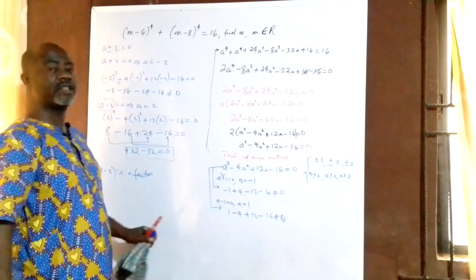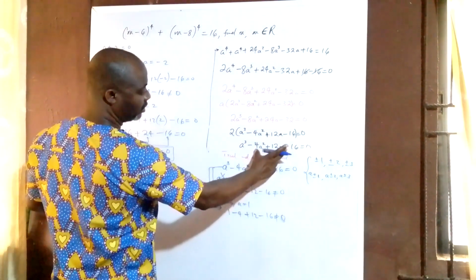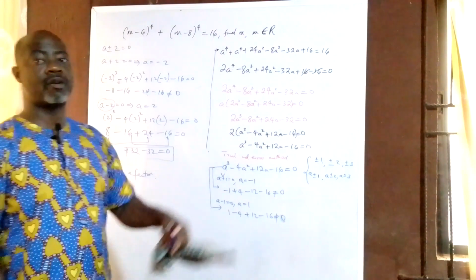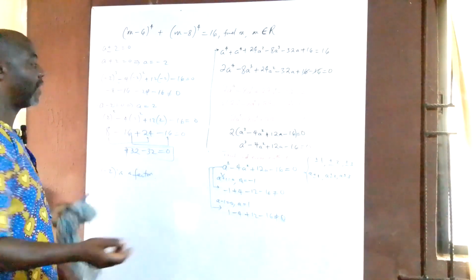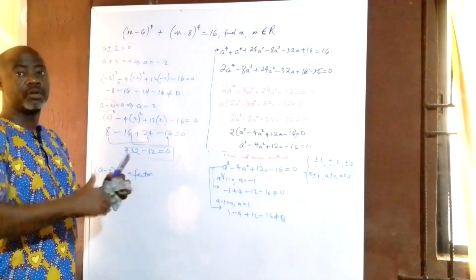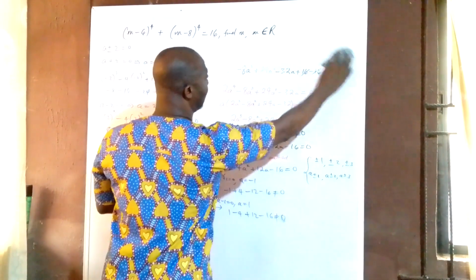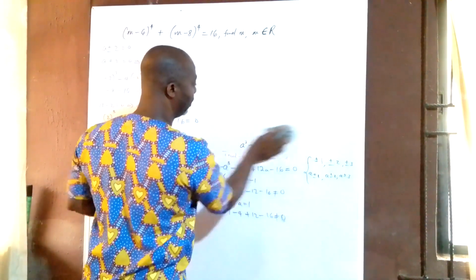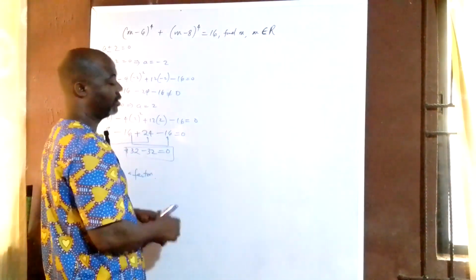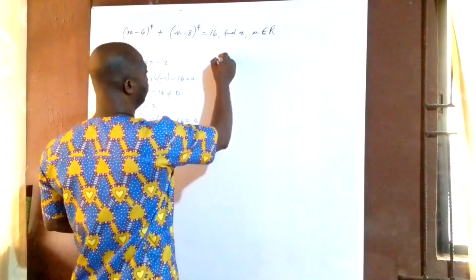Since a minus 2 is a factor, it's one of the factors of this cubic equation. So what we're going to do is to find the second factor. But how do we find the second factor? This is where we move on to polynomial division, long division of polynomials. So I'm going to clean this side of the board, okay, so that we are able to find the second factor. So we have to divide.